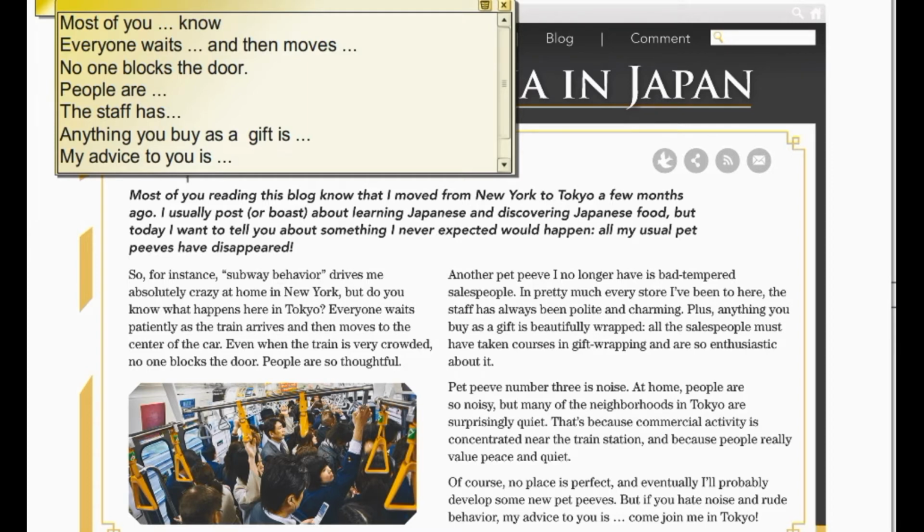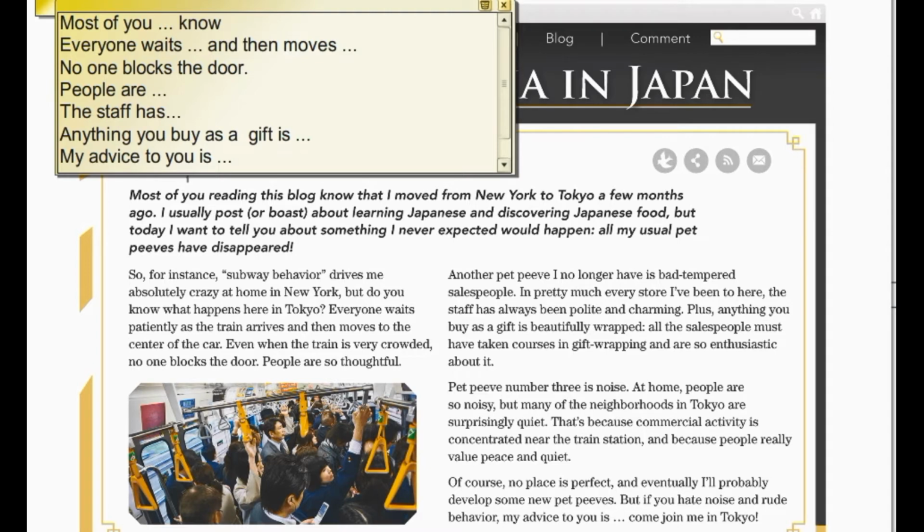So here we have the verb, most of you, and we use the verb know. Is it in the singular or in the plural? Another word here that we have is everyone. Which verb do we use here? Singular or plural form? Everyone waits patiently as the train arrives and then moves to the center of the car. So everyone waits and then everyone moves.